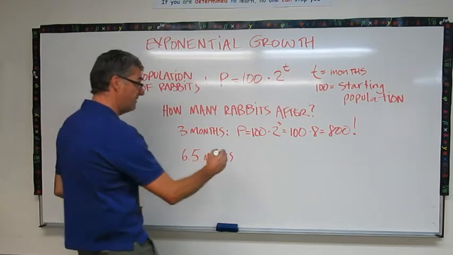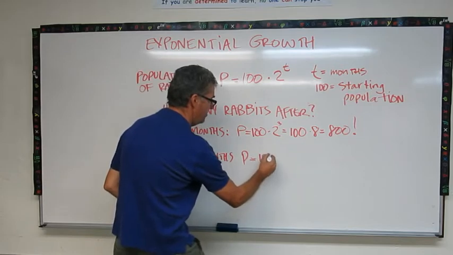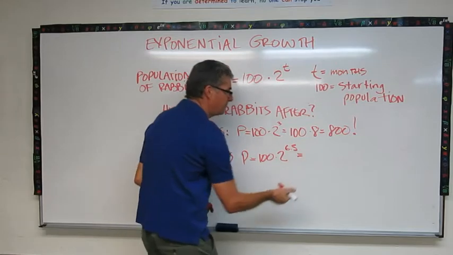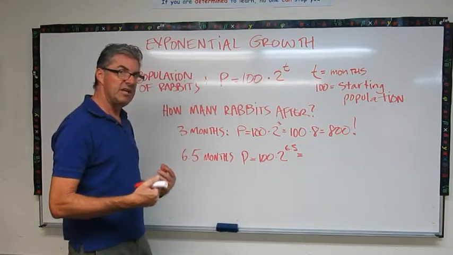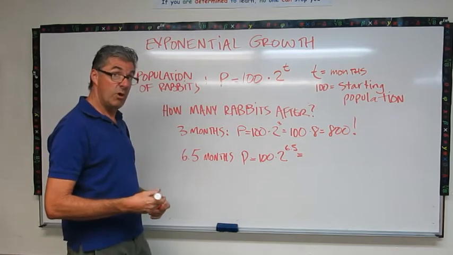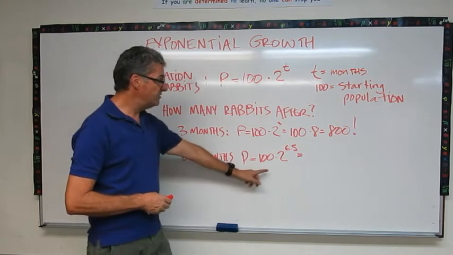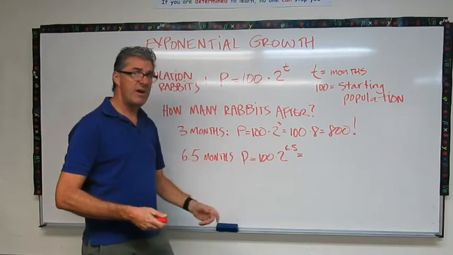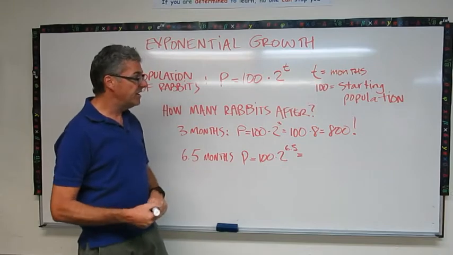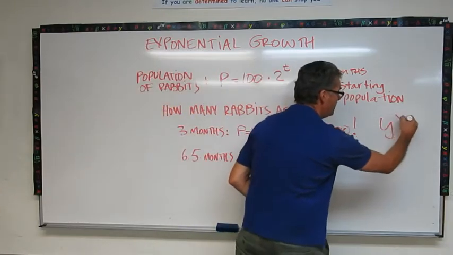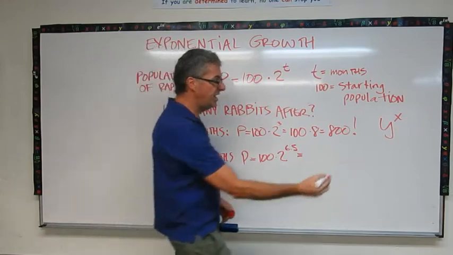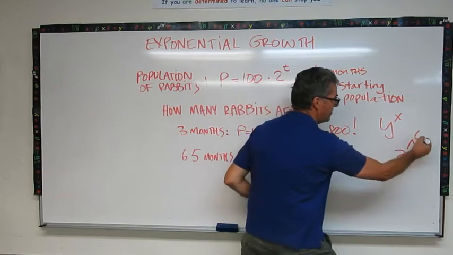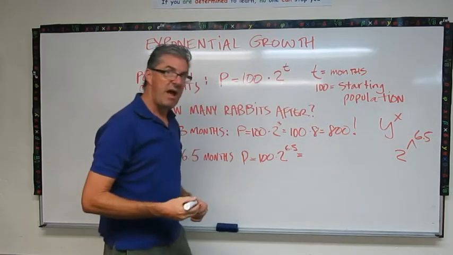Oh my gosh, that's going to be a lot, right? P equals 100 times 2 to the 6.5. I want you to pause the video right now and get out your calculator, and figure out how to do this math. This is a little hard to do by hand. 2 to the 6.5 power is not an easy one. But on your calculator, you probably have a key that's y to the x, or else a caret key that lets you put in the first number, 2, and then the second number, 6.5, and it will do that math for you.